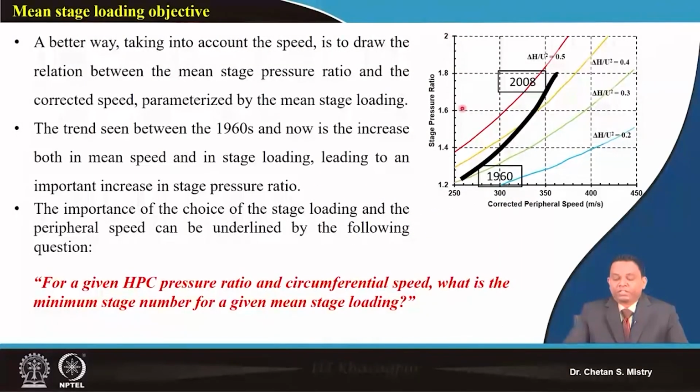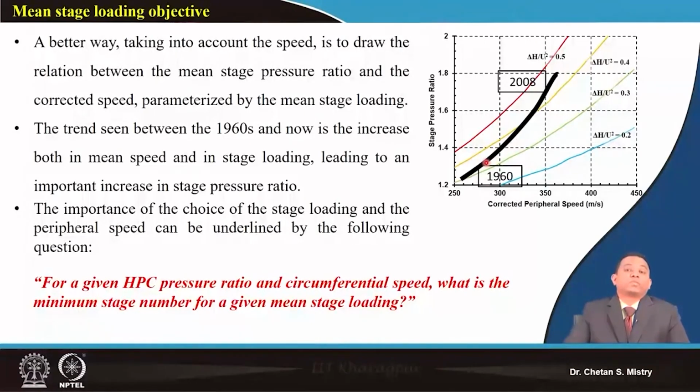So here in this case, this is representing my corrected peripheral speed versus my stage pressure ratio, and this is representing my stage loading coefficient or mean loading factor. Okay, so this is representing the trend from 1960 to 2008. If you look carefully, it states my mean loading factor or mean stage pressure ratio and my peripheral speed, they all have increased by some amount. Okay, and this is a recent trend.